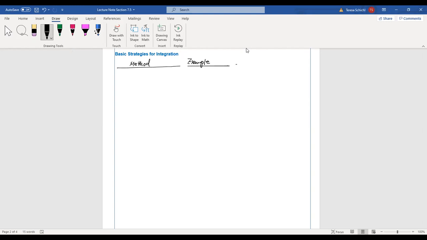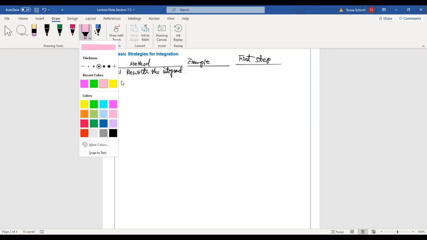And what is the first step? What are the methods we talk about? That's why I call it first steps here. So the first method, method number 1, is a common one: you want to rewrite the integrand.